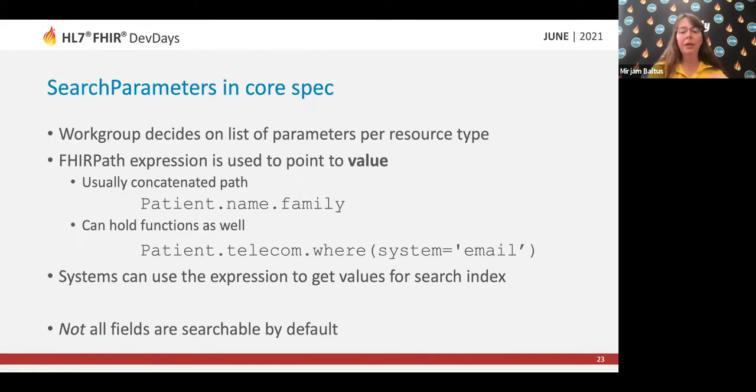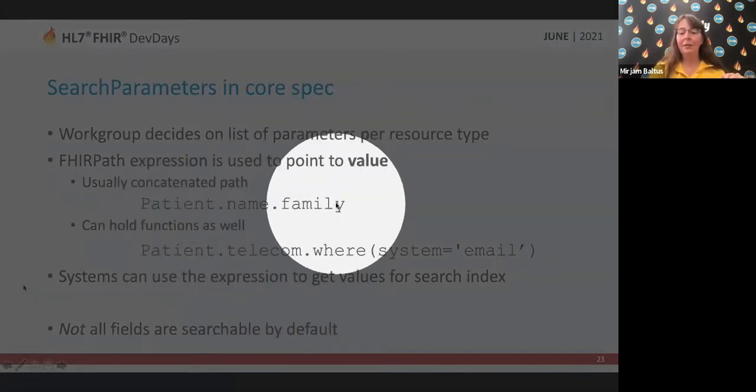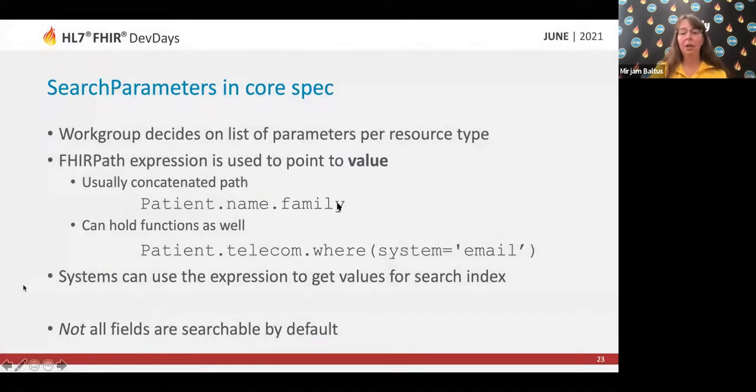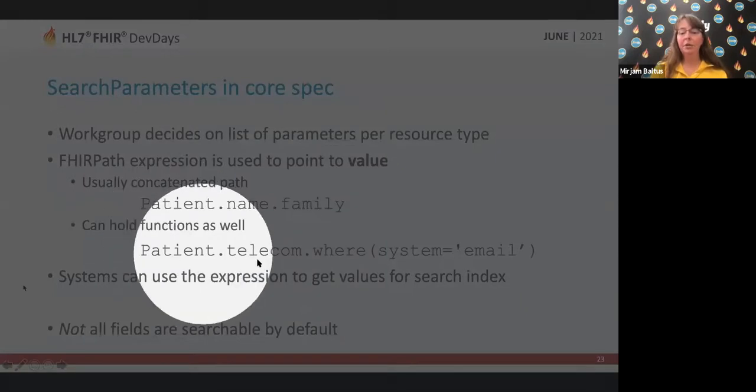So for example, we could have patient.name.family, which will select the family name in the patient's human name. But you can also see that functions are used, so those extra selections, those extra criteria can be set on that as well. So in this case, what we have here is a patient.telecom.